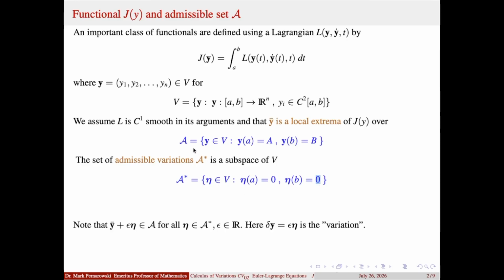Remember that we have to keep these two things separate. So A is the space of admissible functions. That's what we're minimizing over. A star is the set of admissible variations. And what that means is that if I take a y out of this set A and I add to it any eta in A star, then the sum will also be in A. That's the defining property for A star.